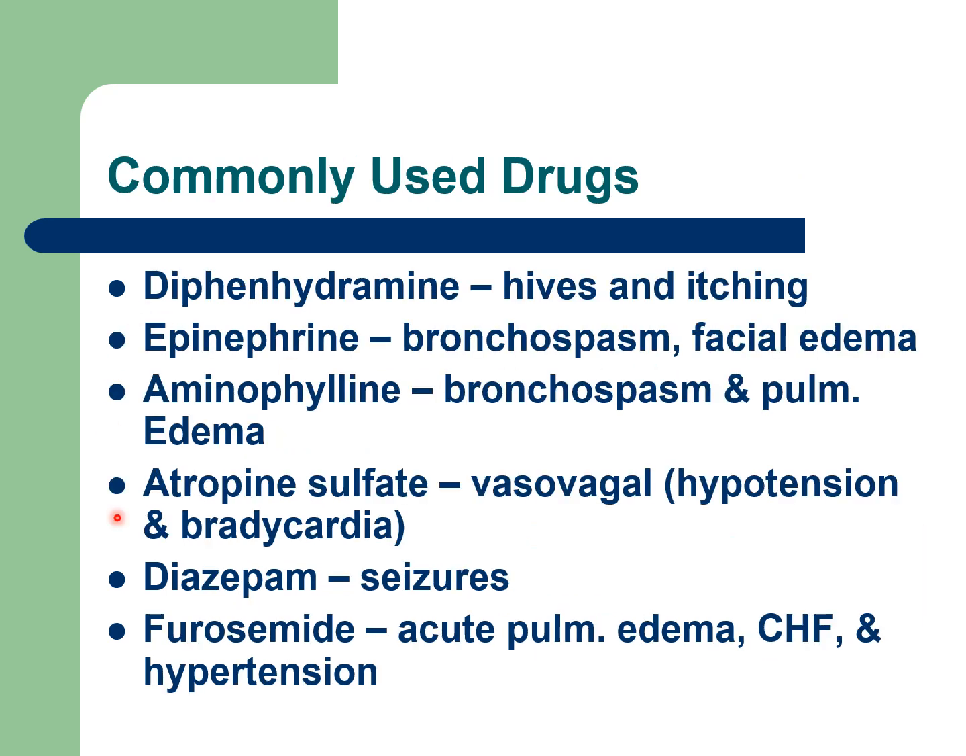These are some commonly used drugs that you should know. Diphenhydramine, which we would call Benadryl, is for hives and itching. Epinephrine, which we might call adrenaline, is for bronchospasm, where your bronchi close up, or facial edema. Aminophylline is for bronchospasm and pulmonary edema. These can be both used. Atropine sulfate, we just said, is for a vagal reaction where you have hypotension and bradycardia.